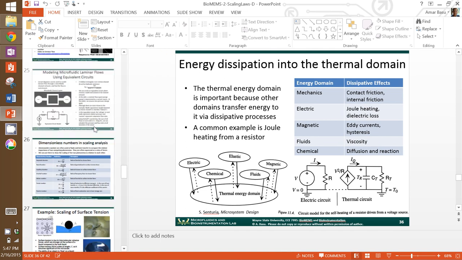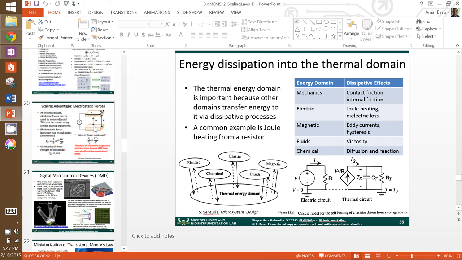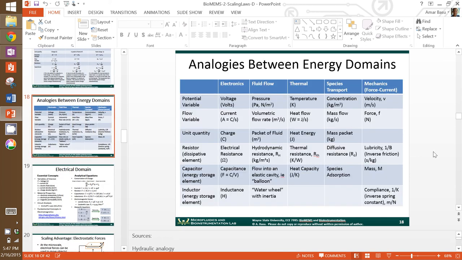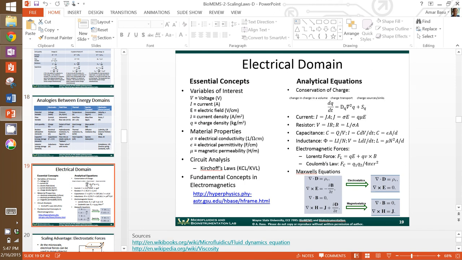So just to remind you, we're looking at the different energy domains. We're looking at the electronic domain, the fluid flow domain, the thermal domain. We talked a little bit about diffusion, and now we're going to finish up with the mechanics domain today. What I want you to be able to do in this module is to be able to analyze these different domains with equivalent circuit models.